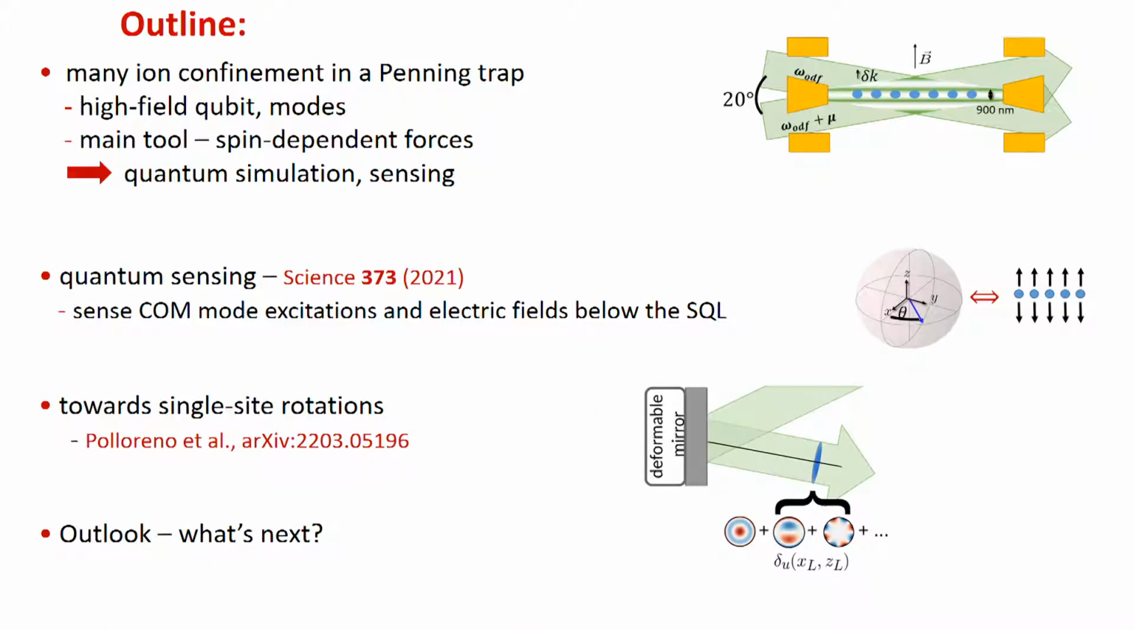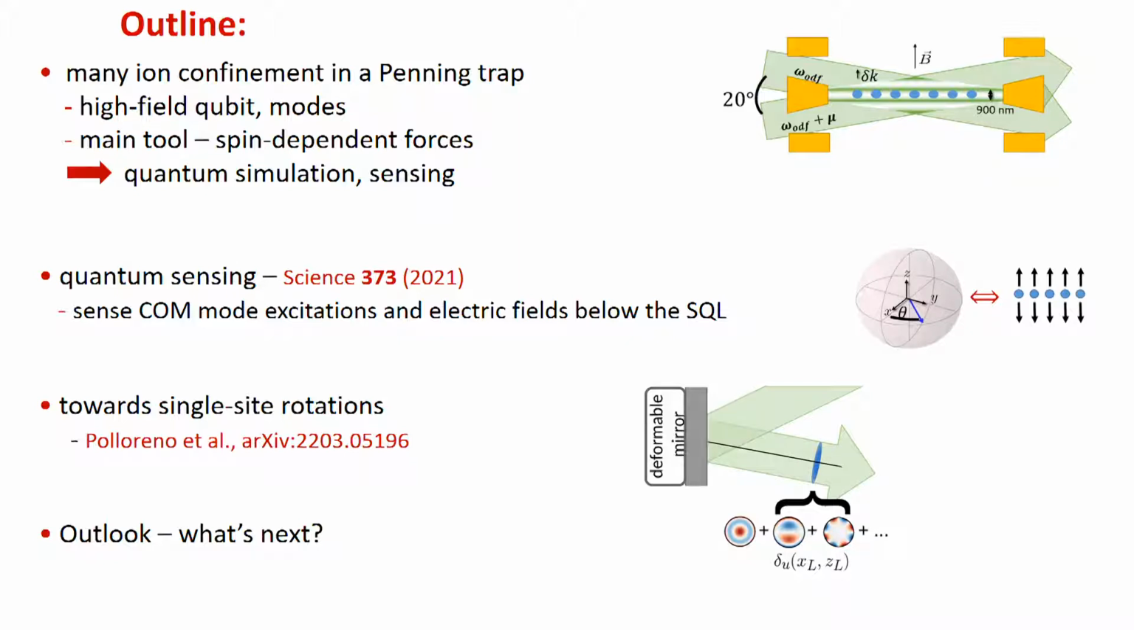So here's an outline of what I hope to talk about. Penning traps are well known in atomic physics, but we use them in a regime where the space charge fields are strong compared to the trapping fields, which is a little different than many applications of Penning traps where people are trapping single particles. So I'd like to start by talking about how many ion confinement works in a Penning trap. I'll describe our system.